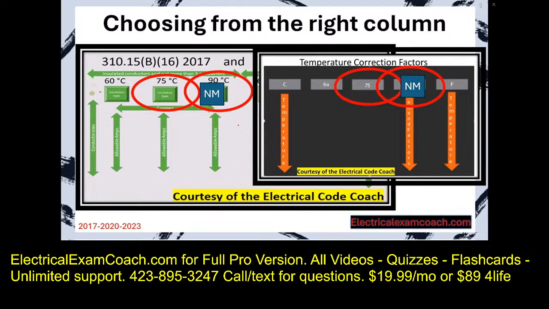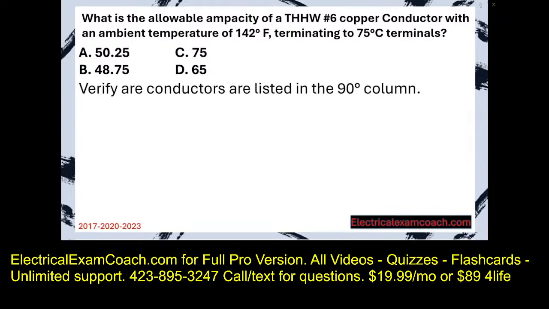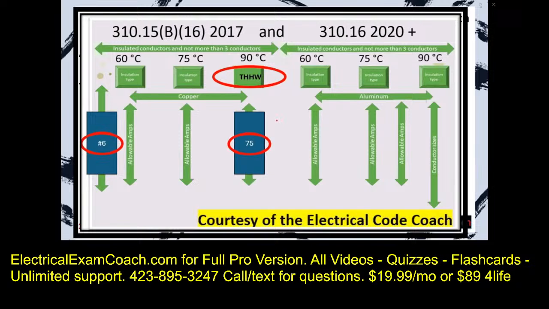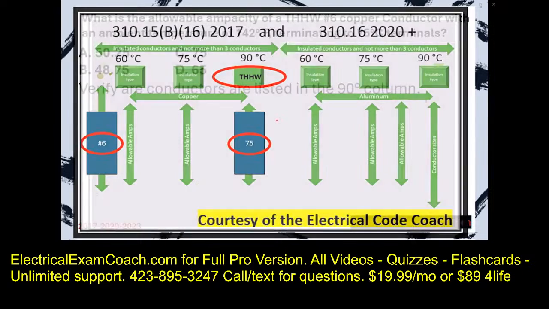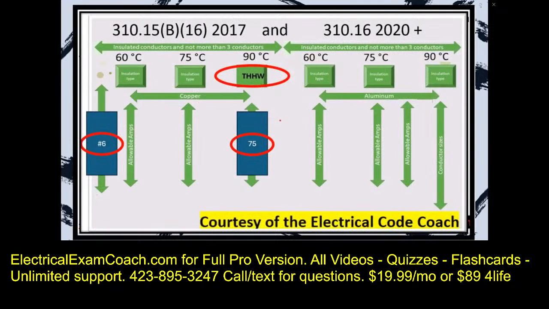What is the allowable ampacity of a THHW number 6 copper conductor with an ambient temperature of 142 degrees terminating to 75 degree C terminals? Step 1, we're going to verify that our conductors are listed in the 90 degree C column. We head there and look for THHW, and sure enough, it's right there. Now we're going to find our starting ampacity in the 90 degree C column. We head back to that table.